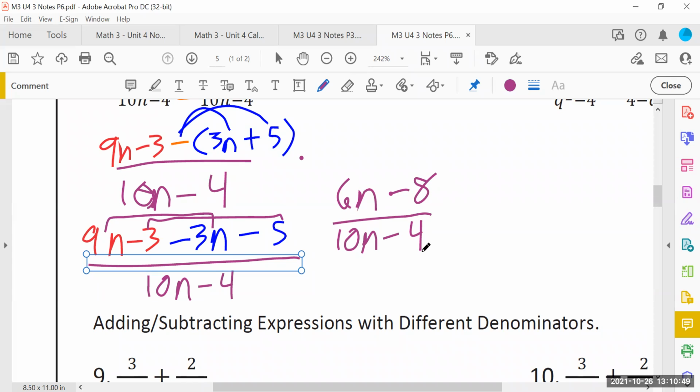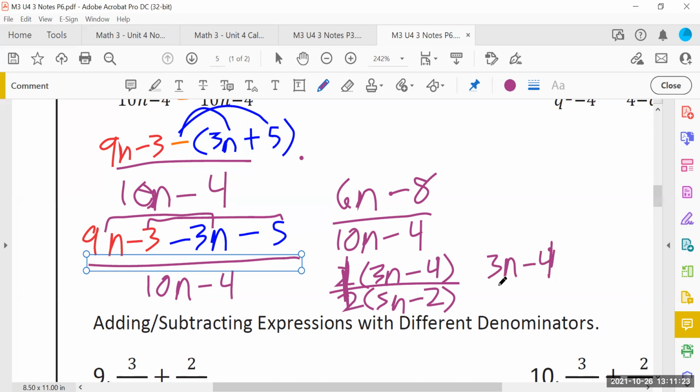Looks like I can factor out a 2 from the top. Make this 2 times 3n minus 4. And on the bottom, a 2 goes into both of those also, leaving me with 5n minus 2. So because I have 2 on the top and the bottom, I can simplify that. 2 over 2 is just 1. Devin, you doing okay? Got it. I'm left with a final answer of 3n minus 4 over 5n minus 2. There's my answer.